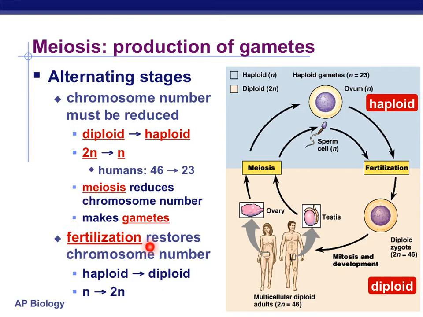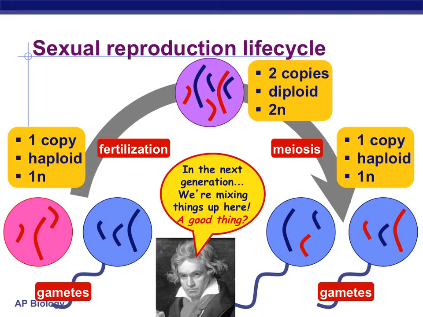At fertilization again, we're going to restore that diploid number, or we're going to restore the 2N situation, which in humans would be 46 chromosomes again. So take a look at this life cycle in organisms that reproduce sexually. You can stop and pause the video and just follow the cycle.